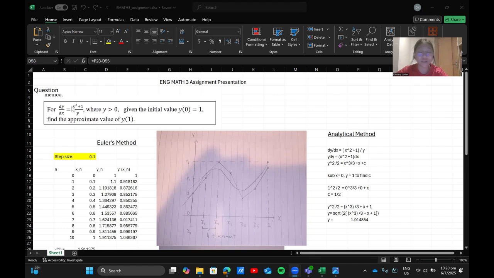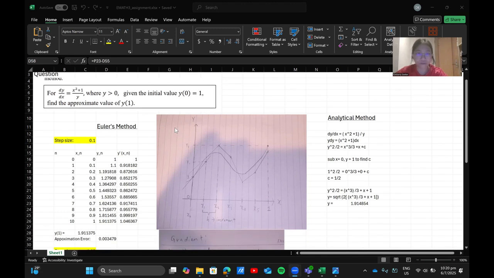We're given the question dy/dx is equal to x squared plus 1 over y. Given the initial value of y equals 1 when x equals 0, we are told to find the approximate value of y when x equals 1.